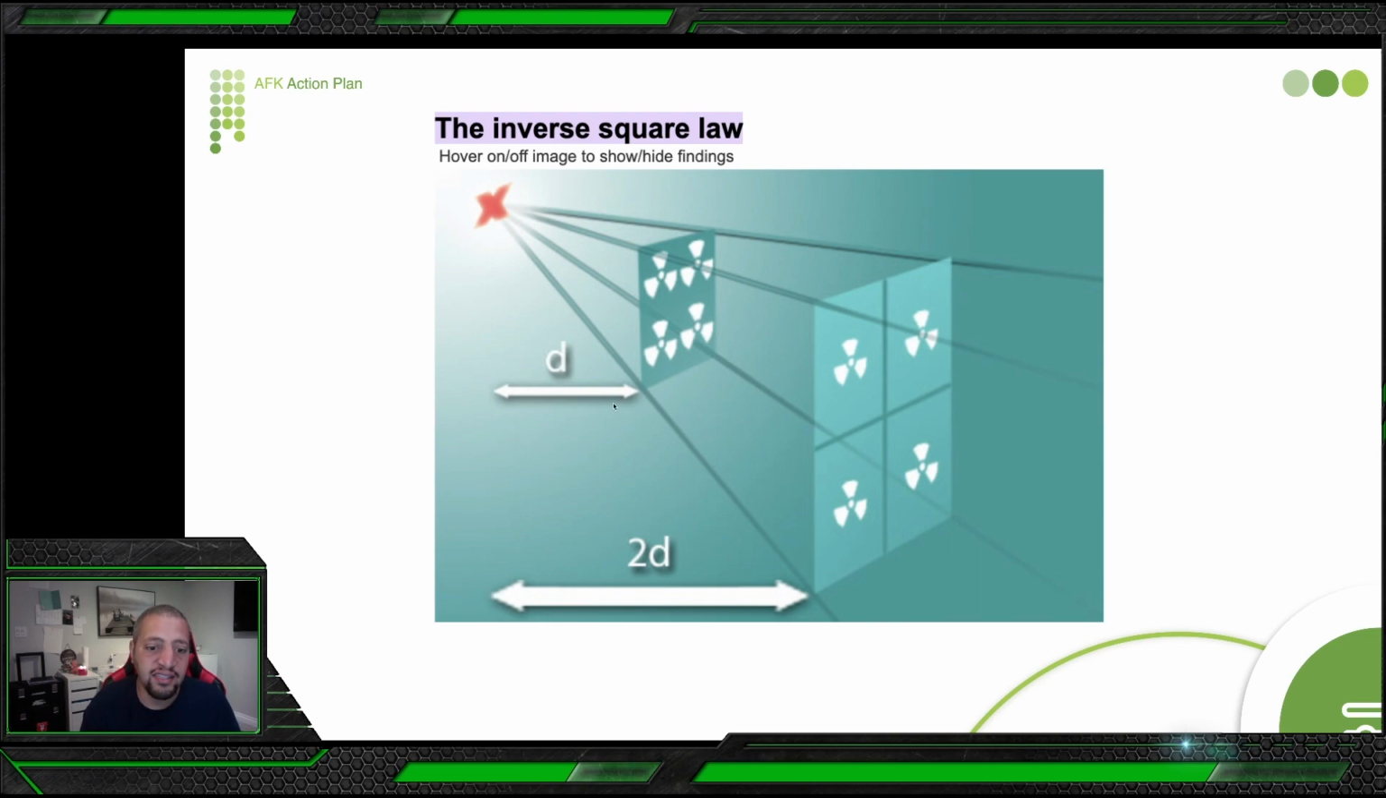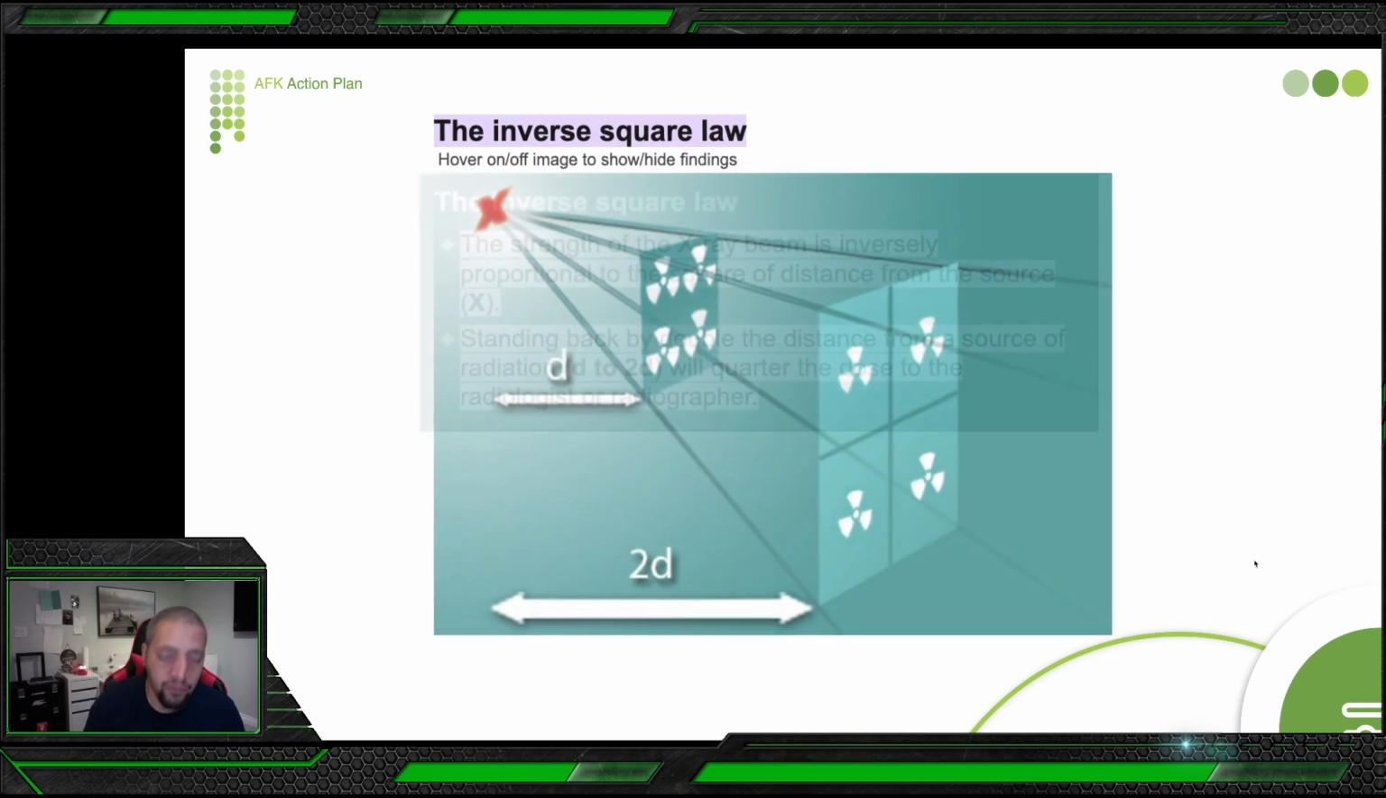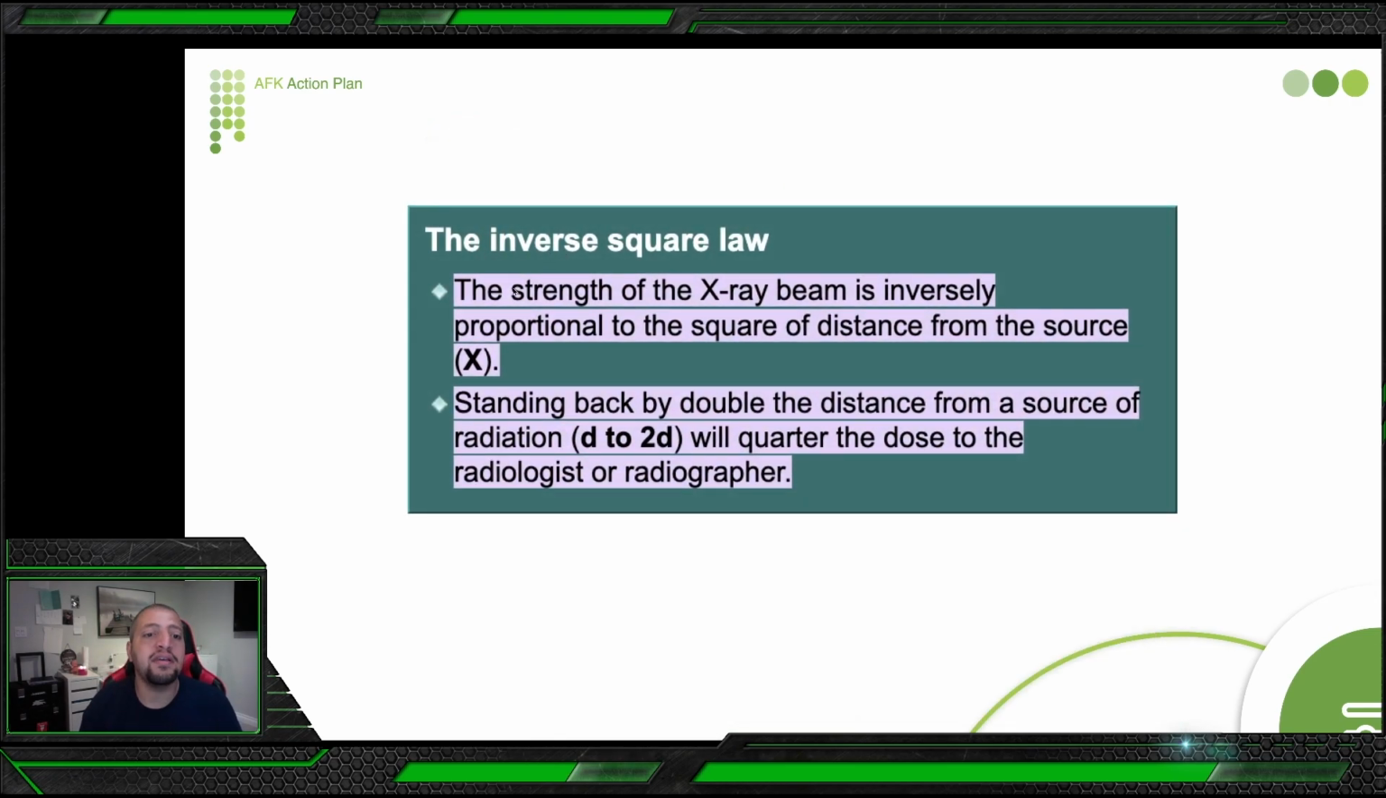So D is the distance. If we make it 2D, this one will be correct, as you get 4D. Why are we doing this? The strength of the X-ray beam is inversely proportional to the square of the distance, not the distance, from the source. And this is beneficial for our safety as health workers when we're doing X-ray for our patient. Standing back by double the distance from the source of radiation is D. You, the radiologist or radiographer, or the dentist in our case.